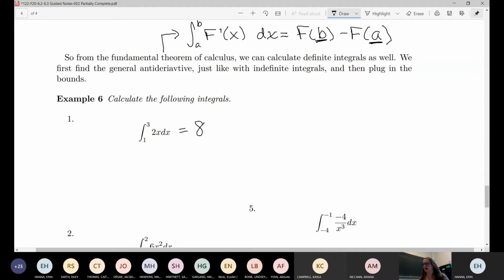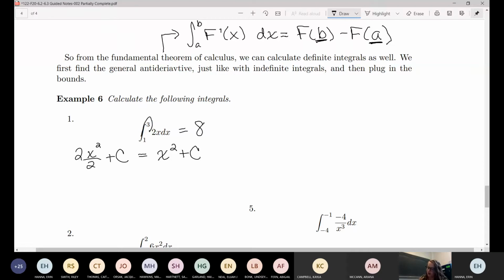So essentially what we need to do is find the general antiderivative, and then plug in our bounds. So we need to find the general antiderivative of 2x. So the 2 comes along for the ride. It's technically x to the first, so we'll add 1 to the power, divide by the new power, plus c, which reduces to x squared plus c.